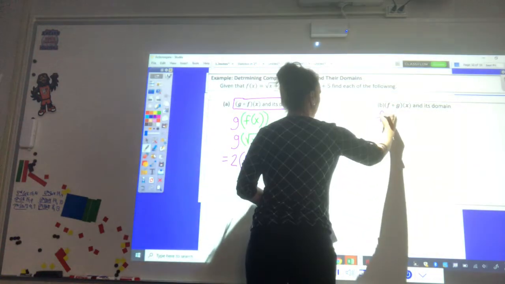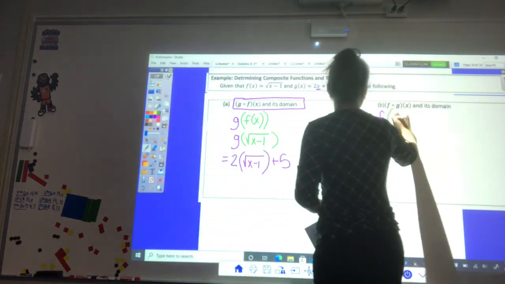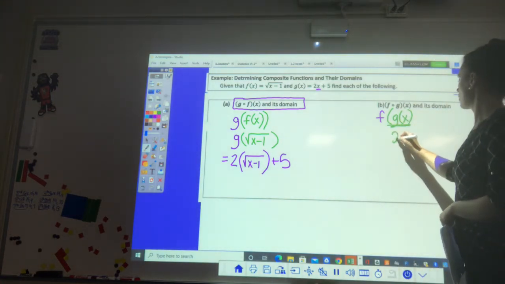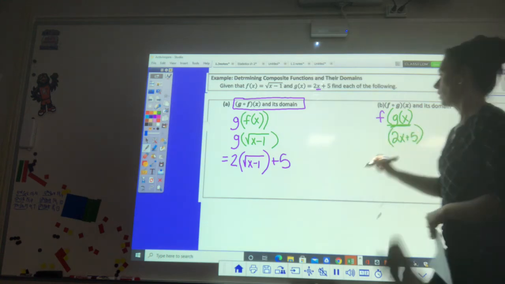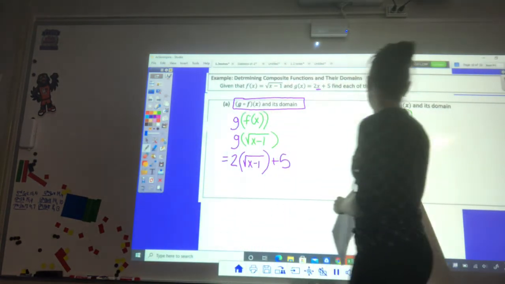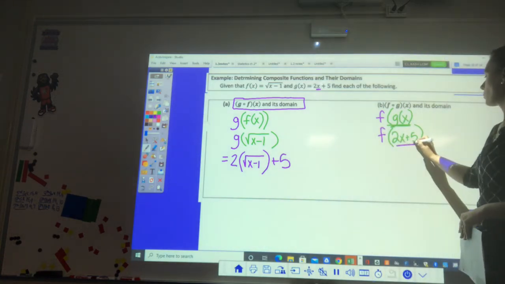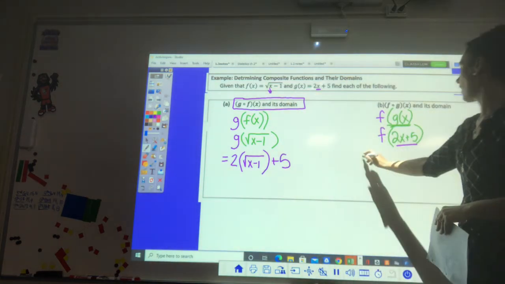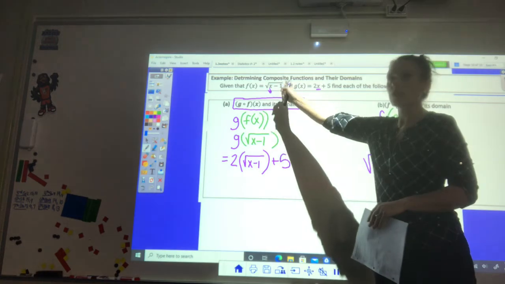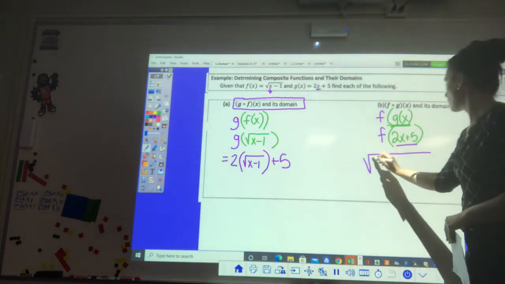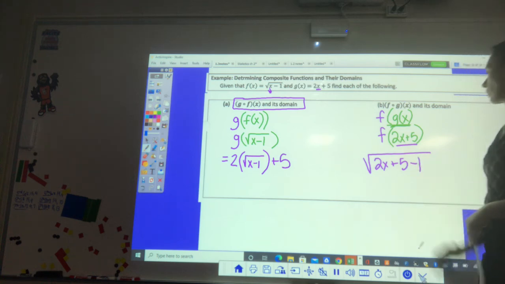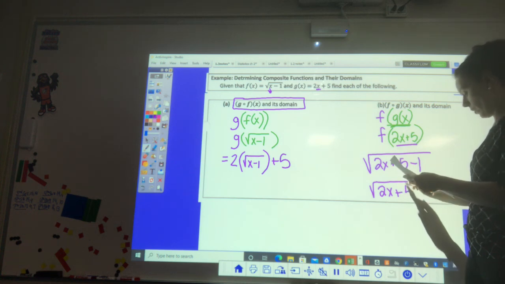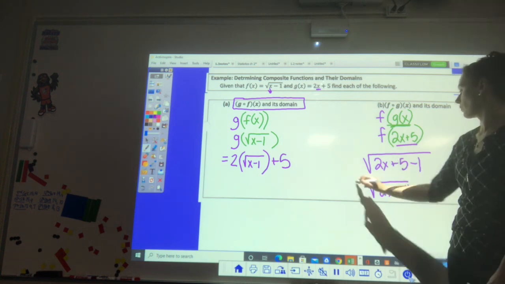Now let's do the opposite thing here. We're going to do f of g of x. So step one, plug in g of x, which is 2x plus 5. And now I'm going to bring down this f. Now I'm going to plug in 2x plus 5 into the f function in place of x. So instead of writing radical x minus 1, I'm going to write radical 2x plus 5 minus 1. And we can make that look a little bit nicer, radical 2x plus 4. And that's your final answer for that one.